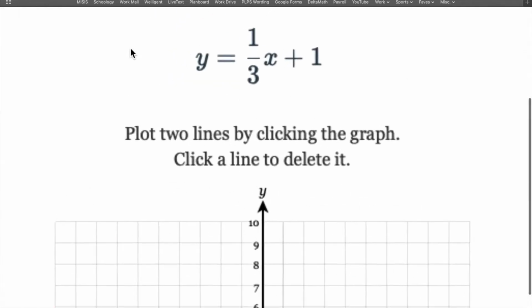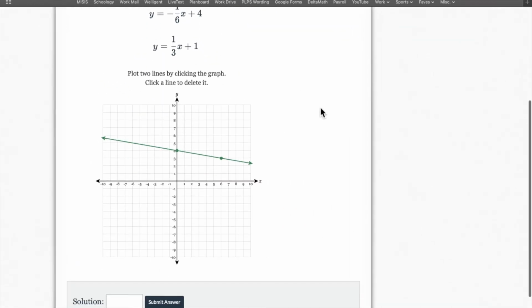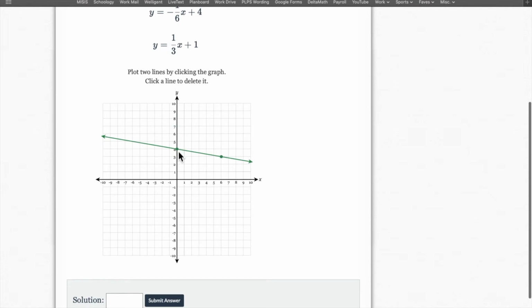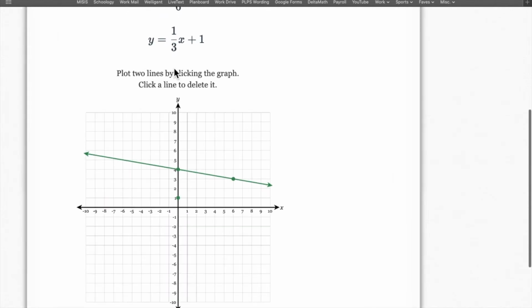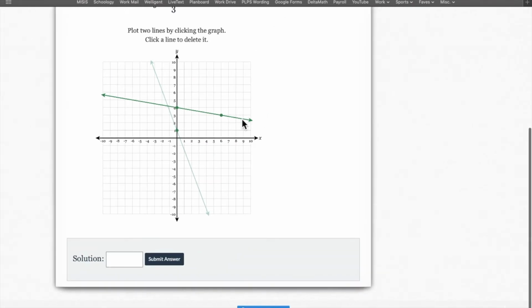Okay. Second equation, again, we're going to find our b first, right? Our go at the end is positive 1. So we're going to go to our graph and we're going to find positive 1 on our y, and it's right there. Now, what is our m? Remember, our m goes between the equal sign and the x. Our m here is 1 over 3. This is a positive 1. So I go up 1 and over 3. So let's do that. So from this point, I go up 1 and over 1, 2, 3, and I put a point there.